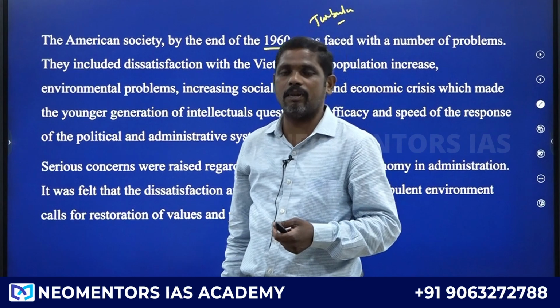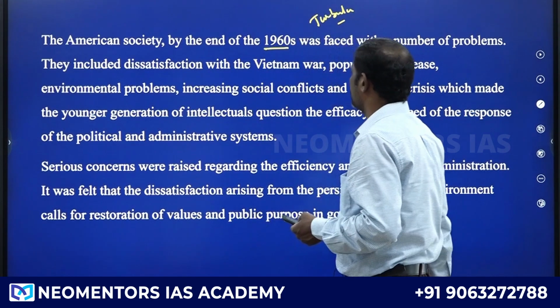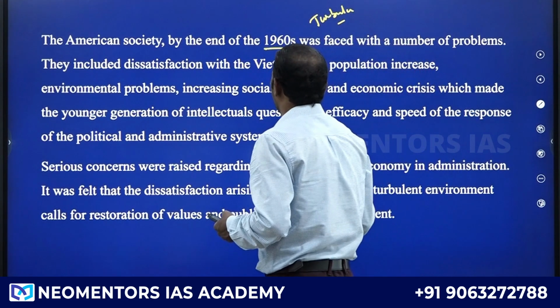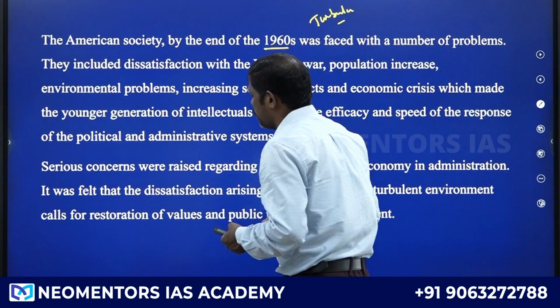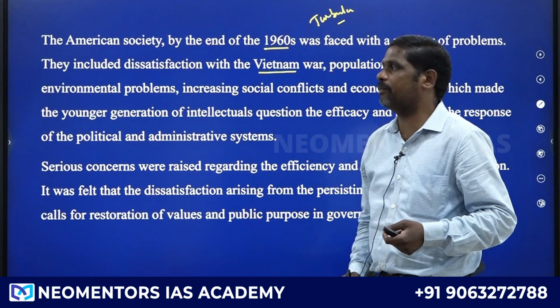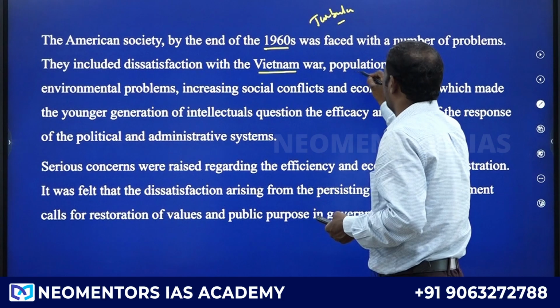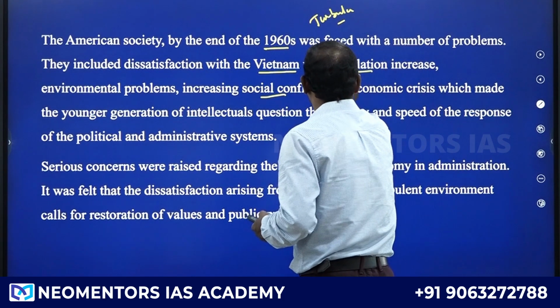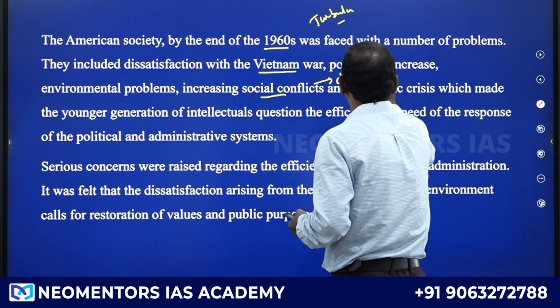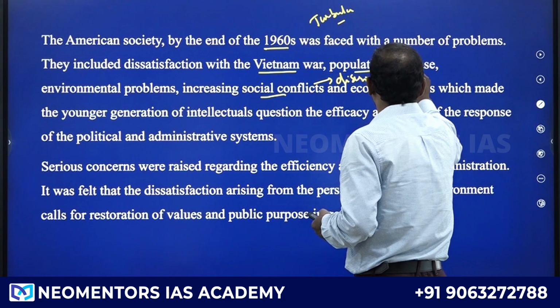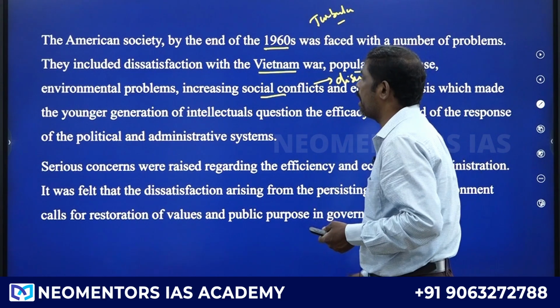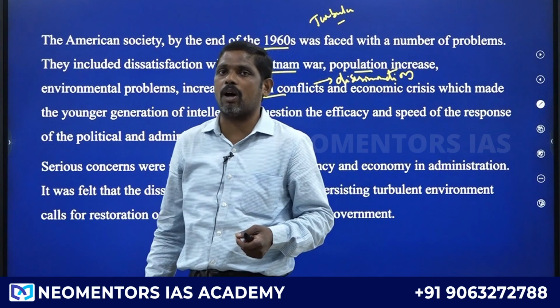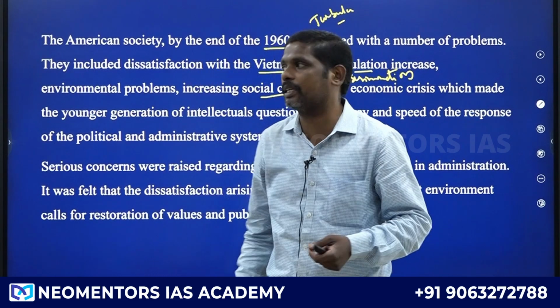There was a civil rights movement going on. People were dissatisfied with the response of government on the Vietnam War, particularly America's participation in the Vietnam War. There was a growing population and social conflicts, particularly the kind of discrimination against blacks. So there was a black rights movement organized by Martin Luther King.